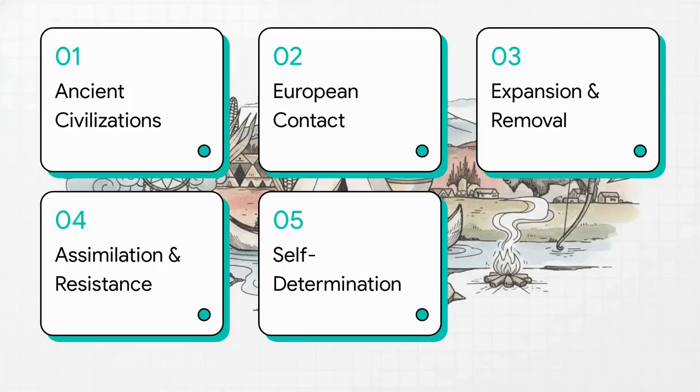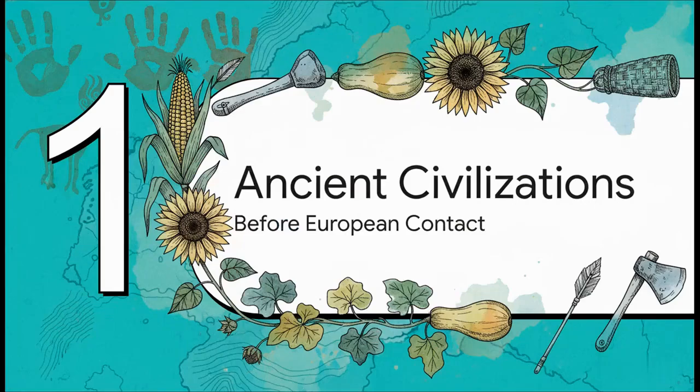All right, so here is our roadmap for the explainer. We're going to cover: 1. Ancient civilizations and cultures. 2. European contact and devastation. 3. Expansion, treaties, and removal. 4. Assimilation and native resistance. And finally, 5. The era of self-determination. Okay, part 1.